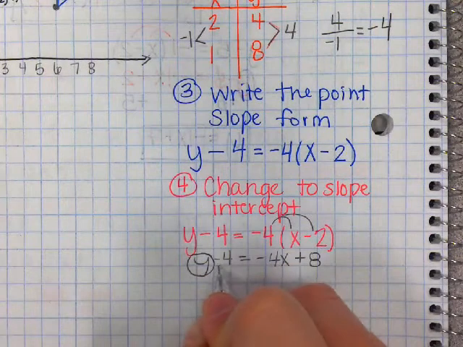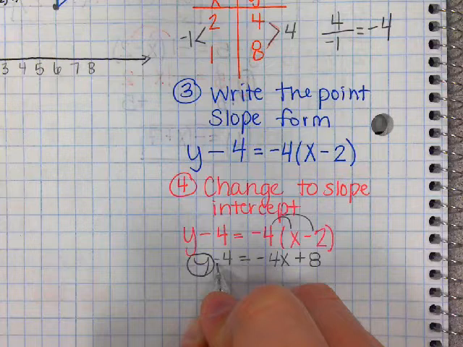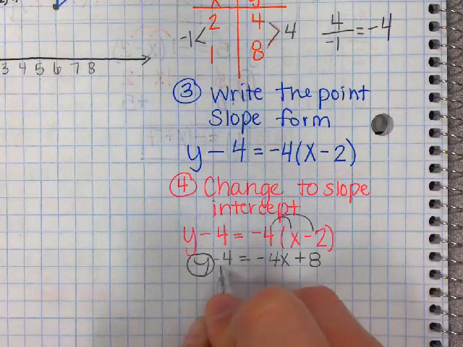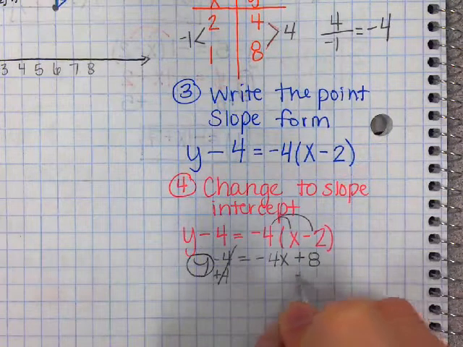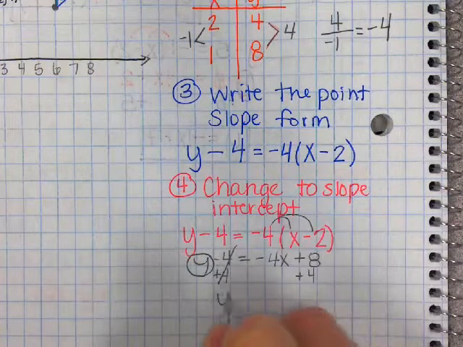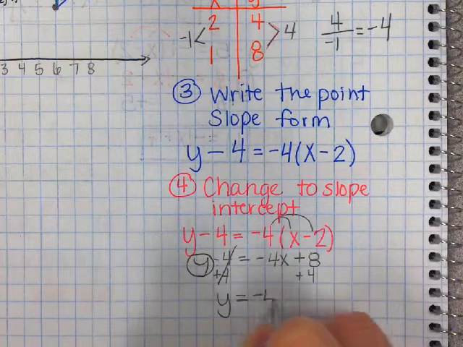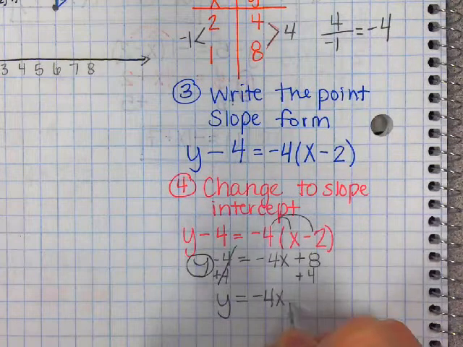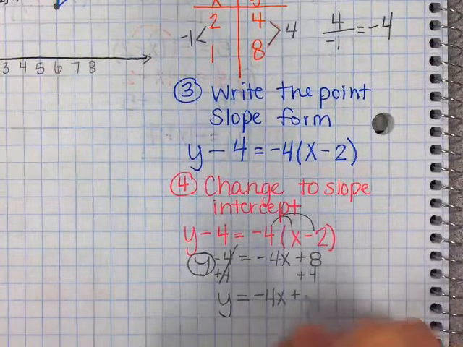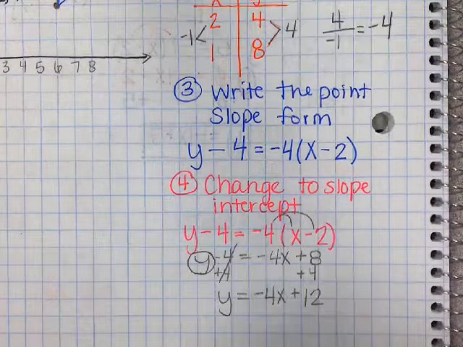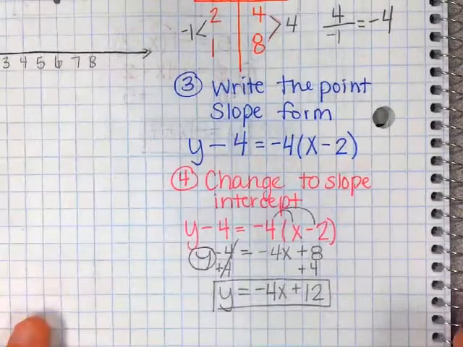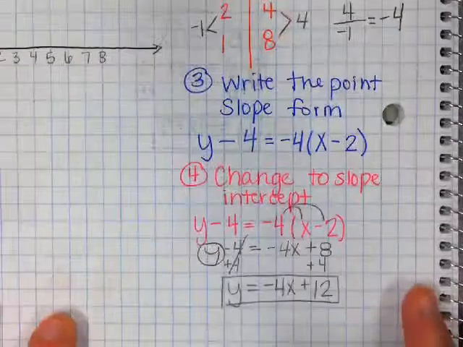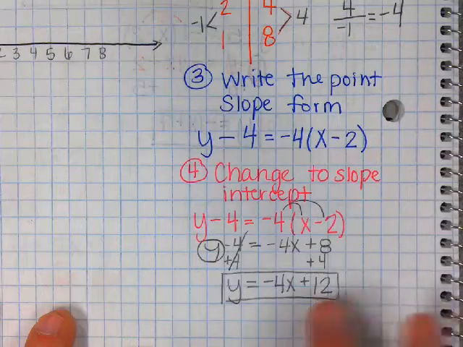Then solve. I need to solve for y because I need it to be y equals. So then the opposite of subtract 4 is add 4 and add 4. So y equals negative 4x, 8 plus 4 is 12. Now I'm going to go ahead and I'm going to move back up. So if you need to pause it, go ahead and pause it.